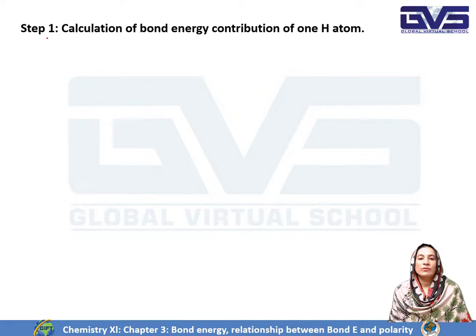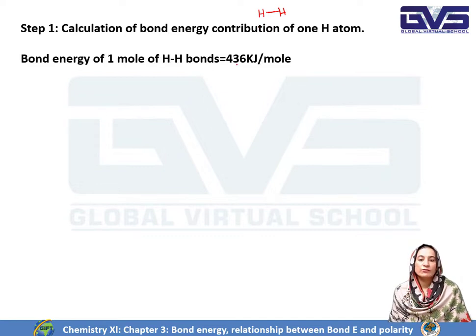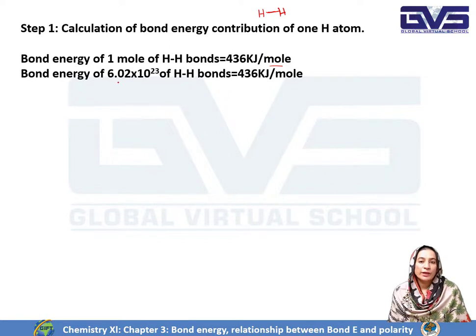Now come to the first step, which is the calculation of the bond energy contribution of one hydrogen atom. You will observe this from the H2 molecule, which has one bond. I already quoted the example. The bond energy of the H2 molecule is 436 kilojoule per mole. Remember, this is for 1 mole of bonds, and 1 mole means 6.02 × 10^23 bonds.